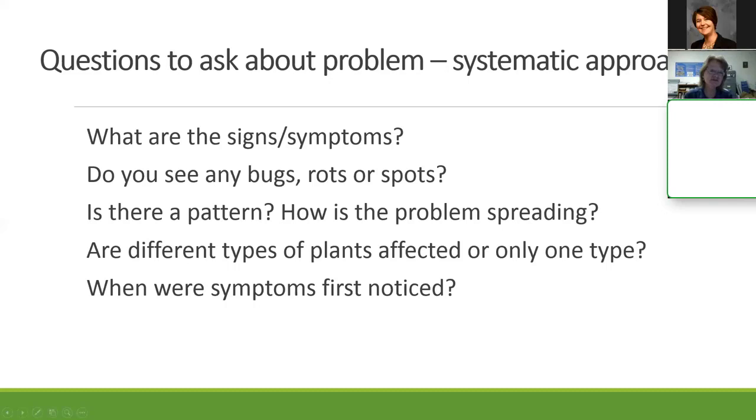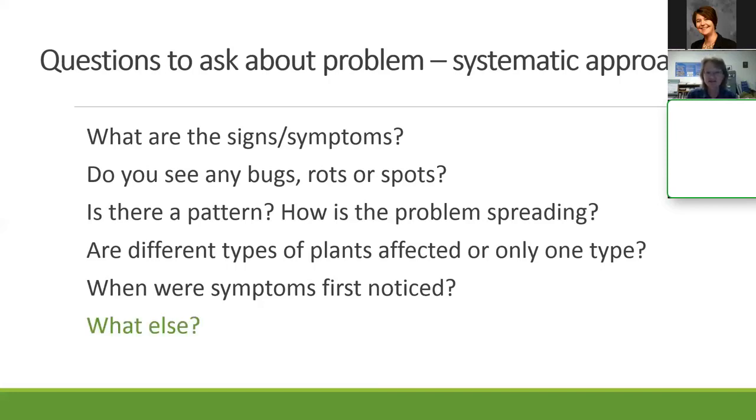When were the symptoms first noticed? A lot of times this is a tough one, because when they're first noticed, it's usually when the person calls you, even though the symptoms may have been there a while. But it's a good question to ask, because they may say, well, I noticed it a month ago and I've sprayed this and I've sprayed this and nothing's helped, so now I'm calling you. So it's still a good question to ask.